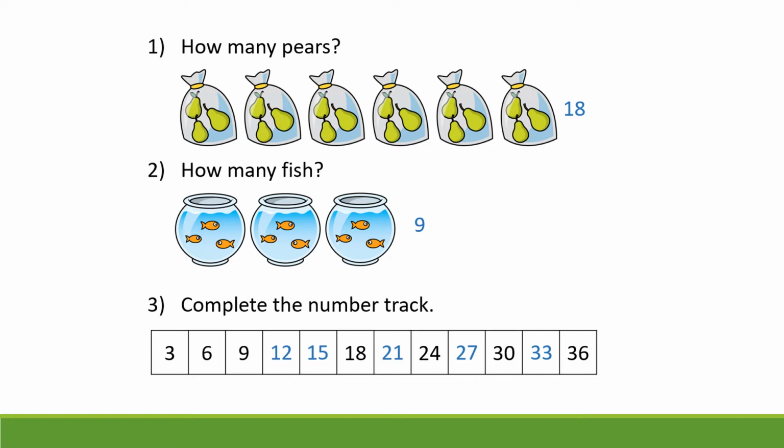And number 3, complete the number track. It already starts with 3, 6, 9, and you needed to include 12, 15, 21, 27 and 33. Have you all made a good start?